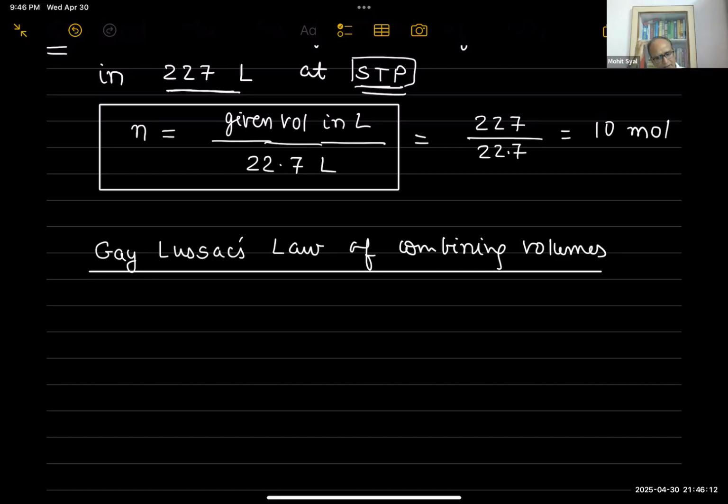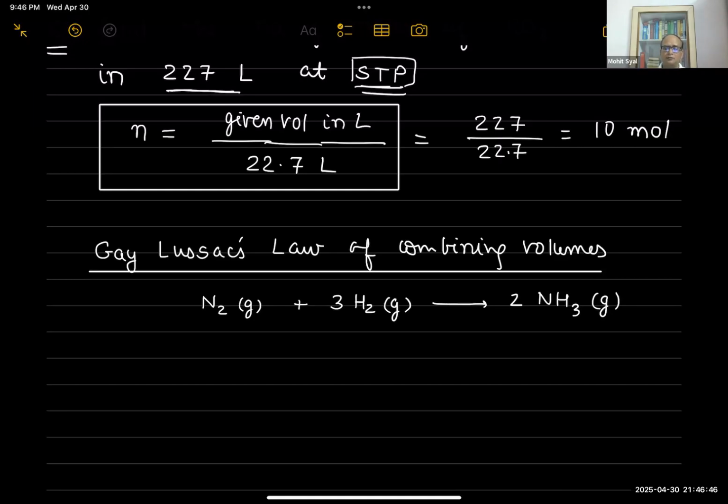Basically it is also related to Avogadro's law, the number of particles. Suppose when the gases undergo a chemical reaction, this is a chemical reaction which involves gases only. Nitrogen gas is there, hydrogen gas is there, and when they react they form NH3, that is ammonia. Got it?